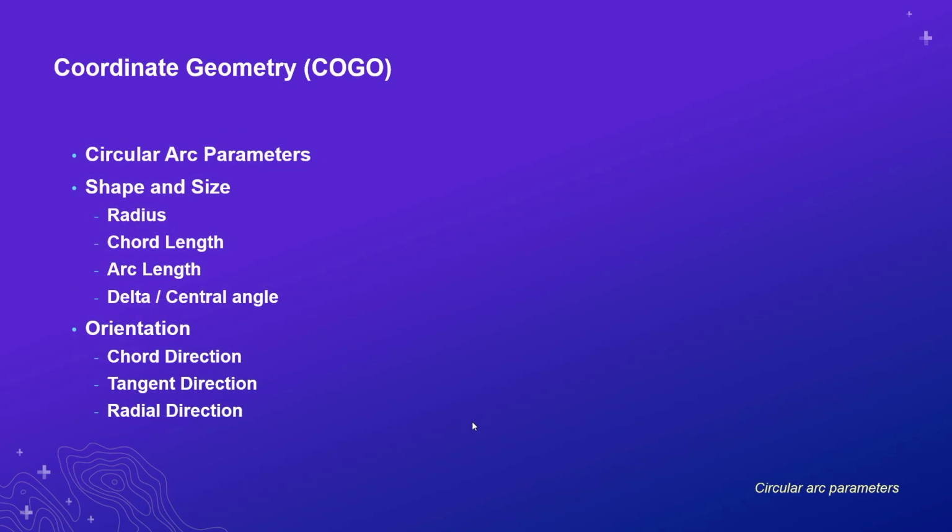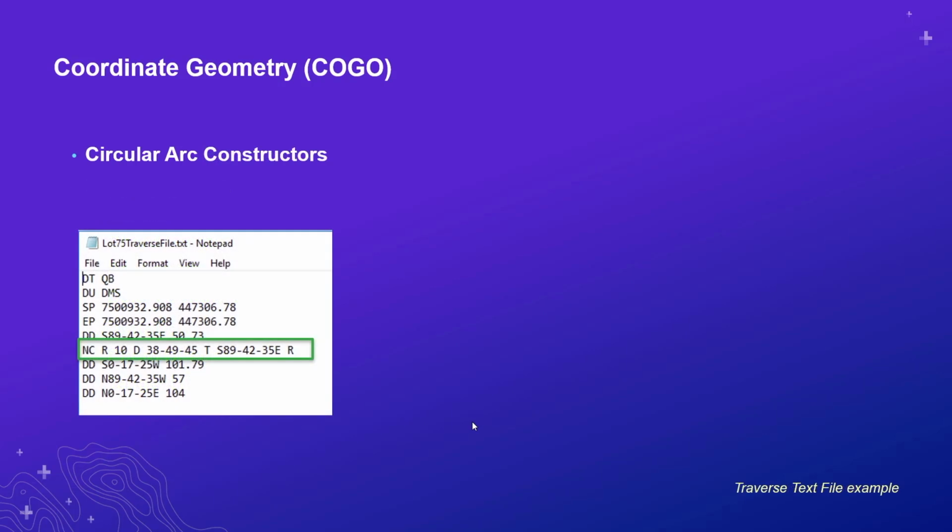So for circular arc parameters, these are the typical parameters that we use when creating circular arcs. For the shape and size of the arc, we're looking at combinations of any two of the radius, chord length, arc length, or the delta central angle. And then for the orientation of that curve, we'd use one of those 3 orientation parameters, being chord direction, tangent direction, radial direction. So here's an example, again going back to the Travis file.